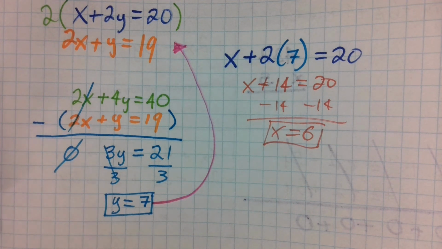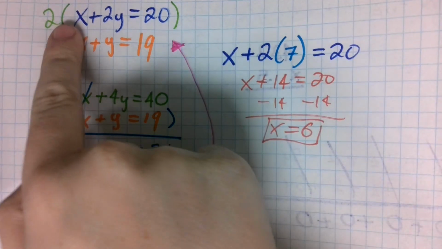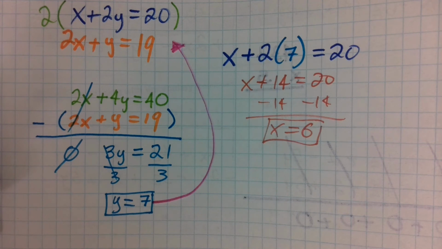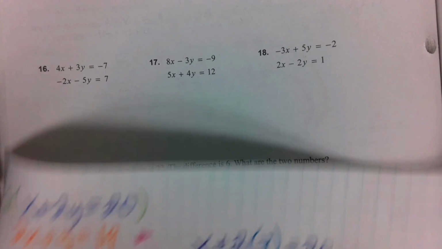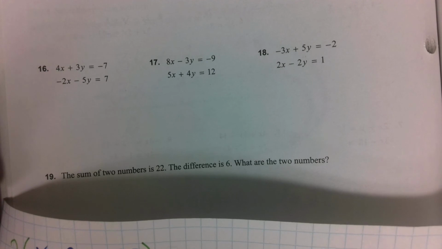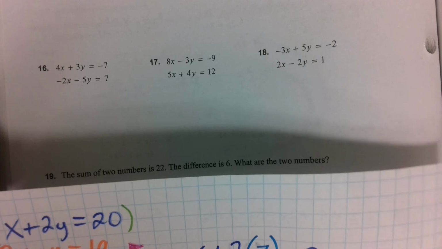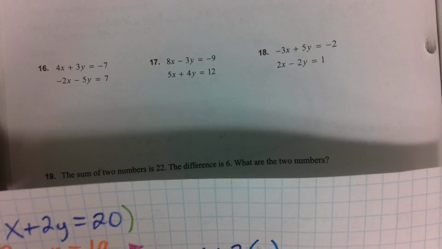There's one more challenge I want to pose to you before we wrap up for today. This problem was nice because you can multiply x by 2 to get 2x. But what happens if I give you an absolutely wild problem, like problem number 17 in your student journal, which goes 8x minus 3y equals negative 9, and 5x plus 4y equals 12.